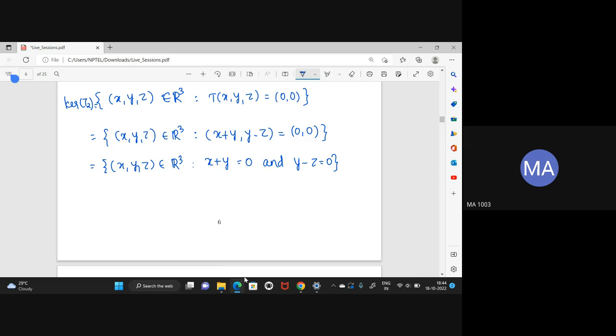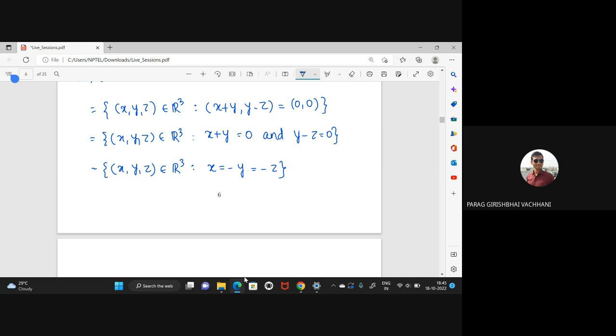Going on from here, you know how to find the subspace, basis and all that, right? So what is this subspace? What do we get from here? We already calculated, right? x is equal to minus y is equal to minus z. Agree? So the subspace is x comma minus x comma minus x, where x can be anything, right?